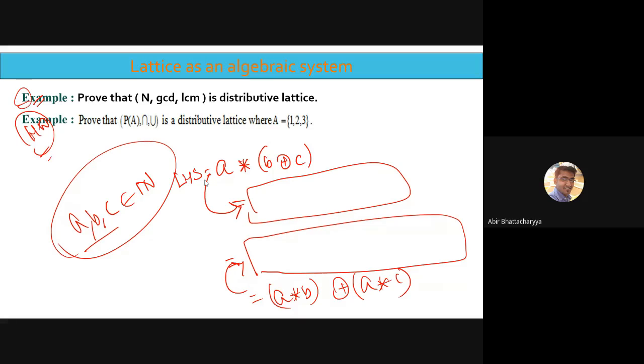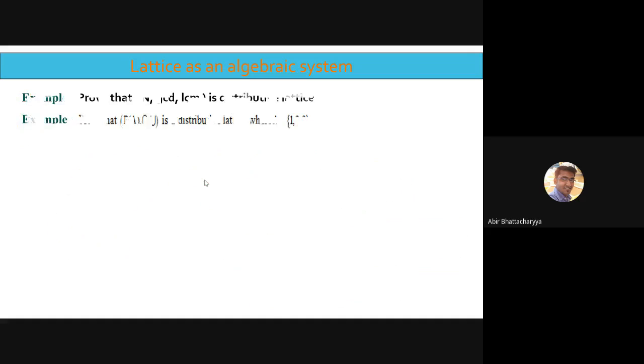All right. So you can do this for the next question as well, I hope, because the next question is a homework. So you can do this for that one also. So both are distributive lattices. Moving forward to the next concept, that is known as bounded lattice.